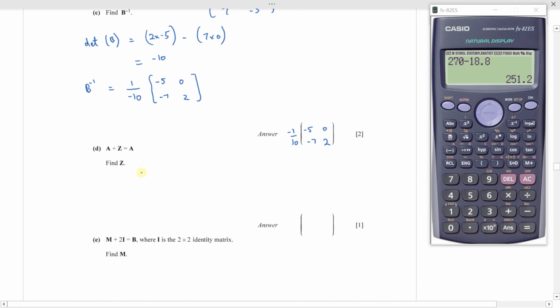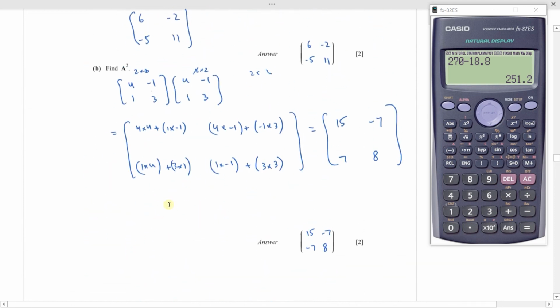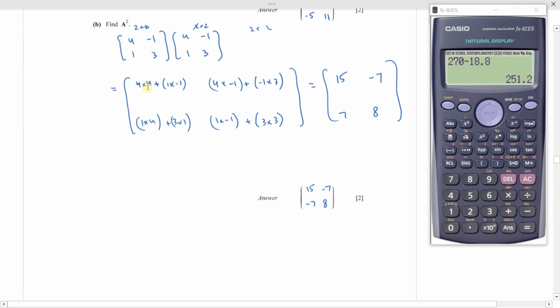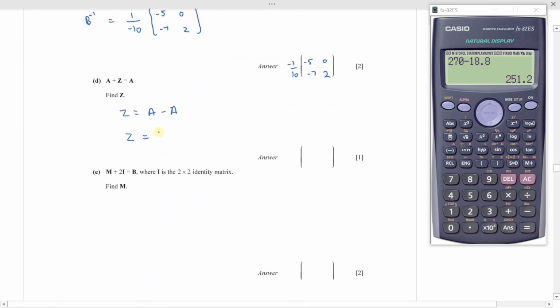So the next part is A plus Z equals A, find Z. Before I substitute values, I can take this A to the other side. So Z is basically A minus A. So this will be a zero matrix. Let me substitute the values to show as well. A is [4, -1; 1, 3], so [4, -1; 1, 3] minus [4, -1; 1, 3]. So 4 minus 4 is 0, minus 1 plus 1 will become 0, 1 minus 1 is 0, 3 minus 3 is 0. So this will be simply [0, 0; 0, 0].